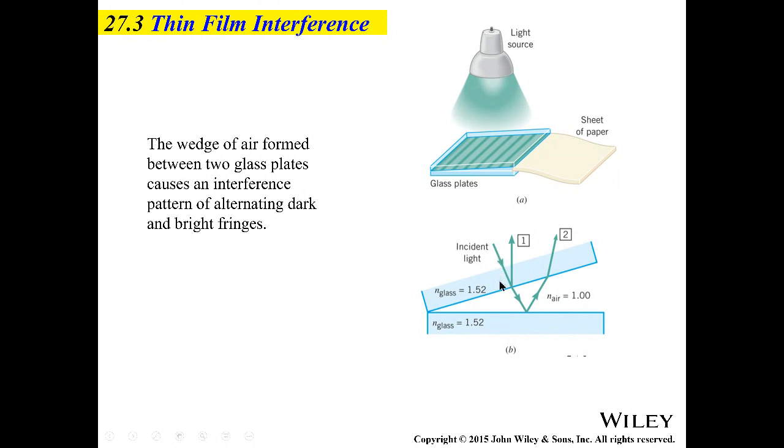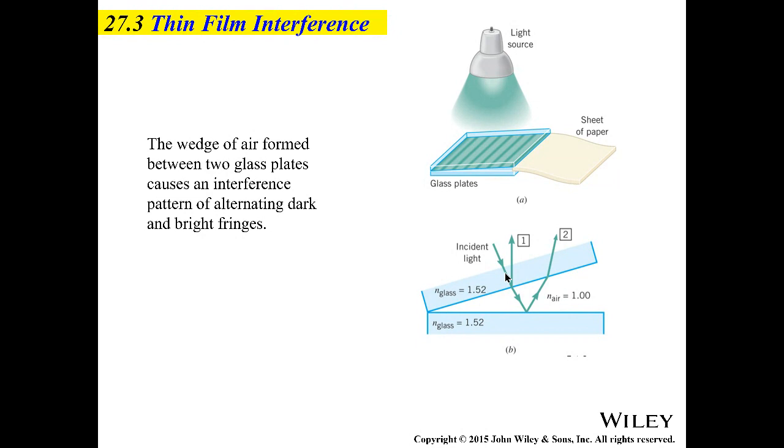You shine light on it, and you now want to figure out this strange rule about the extra 180-degree phase change when light is reflected off a dense medium. They should have a name for that rule, but they don't. They just simply say it is a rule. But this air wedge is a sort of an application of that rule.